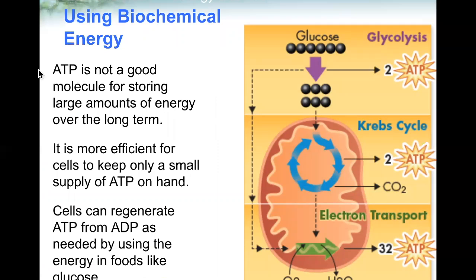ATP is not a good molecule for storing large amounts of energy over the long term. It is more efficient for cells to keep only a small supply of ATP on hand. Cells can regenerate ATP from ADP as needed by using the energy in foods like glucose. So you'll see the production of ATP through glycolysis, in the Krebs cycle, and also in electron transport.